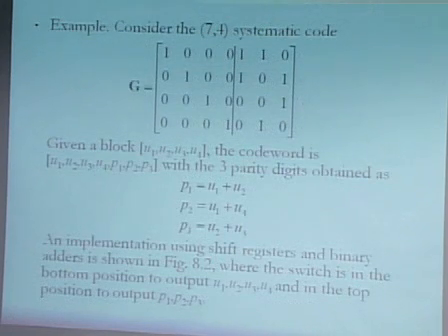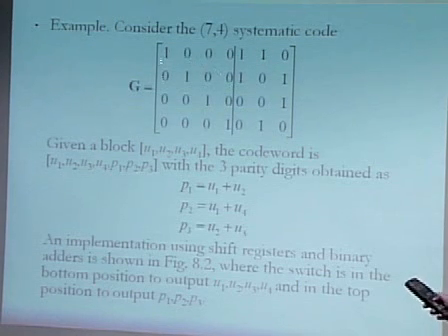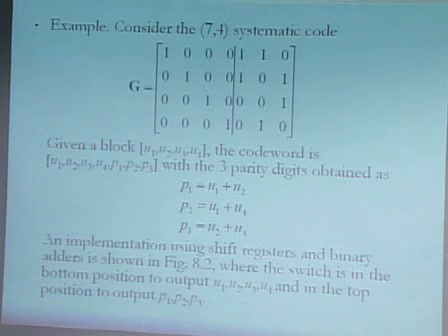Okay, let's see an example. Let's consider a 7,4 systematic code. So this is the corresponding generator matrix G. You see the first 4 by 4 block is the identity, and then the remaining 3 by 4 is the part P of the matrix, the parity part.